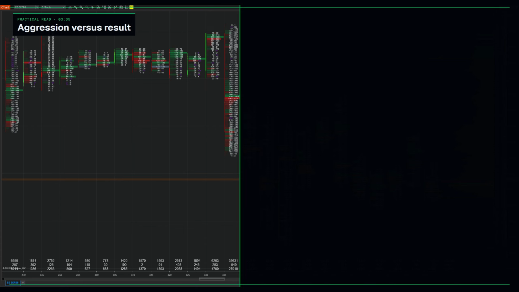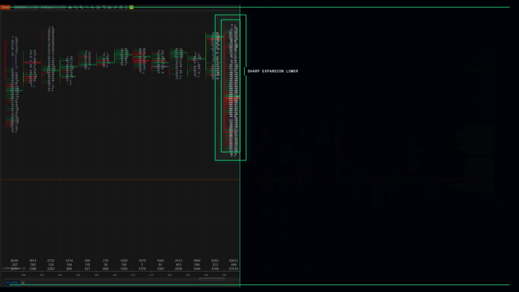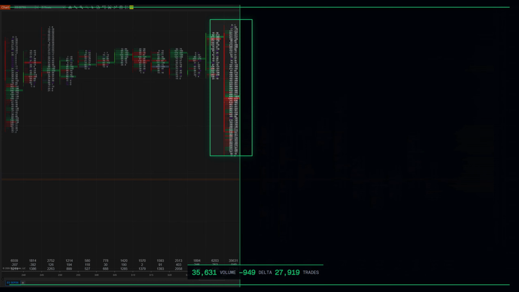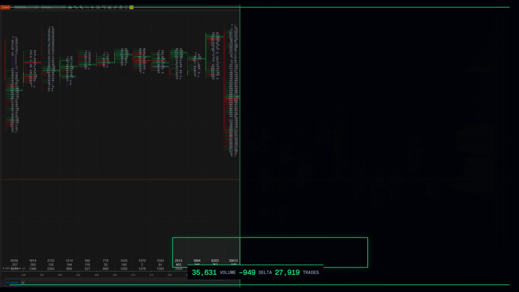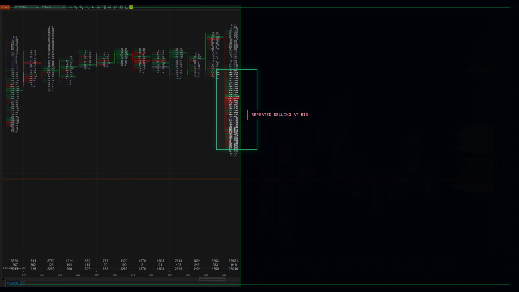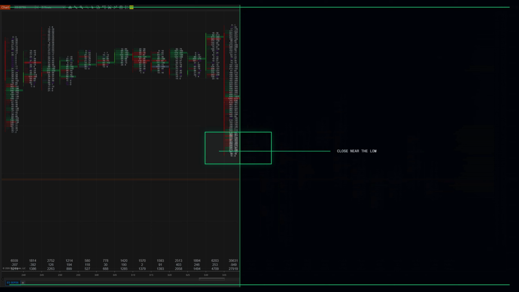Let's turn that into a practical read. At 335, this bar expands sharply lower. Volume exceeds 35,000, delta is minus 949, and trades exceed 27,000. The bid by ask sells show repeated selling into the bid, while the close sits near the lower range. Activity and result align. Sellers act aggressively and price moves lower.